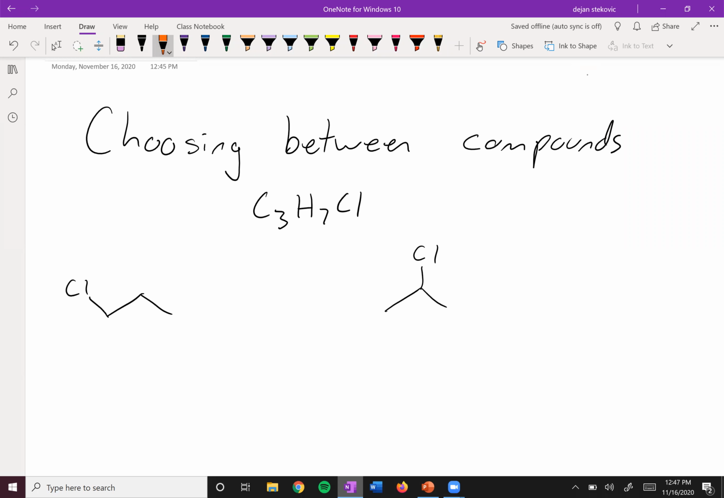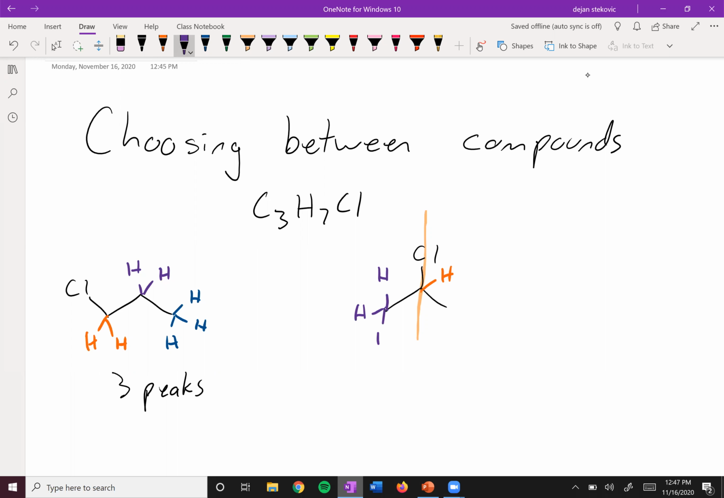And so you don't actually have to take a real good look at the splitting patterns or anything. You can deduce this from simple symmetry, right? If you think about it, these two protons will be different than these two, which will then be different than these three. So overall, you should see three peaks. So if you have this formula and you see these three peaks, you should be able to automatically go to, oh, that's 1-chloropropane. Whereas this compound has an element of symmetry, and so here we'll only see two peaks.